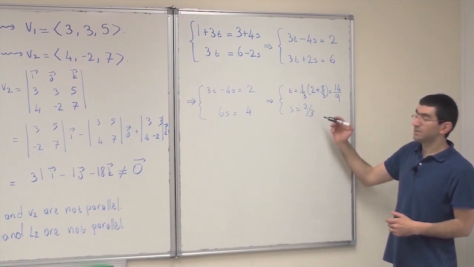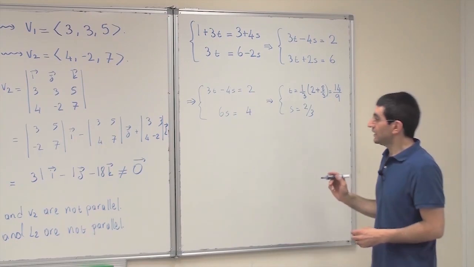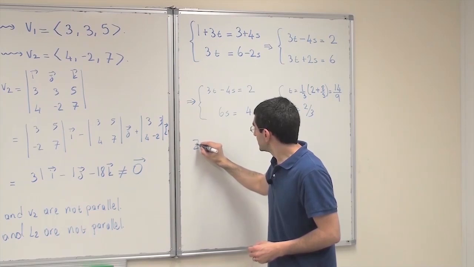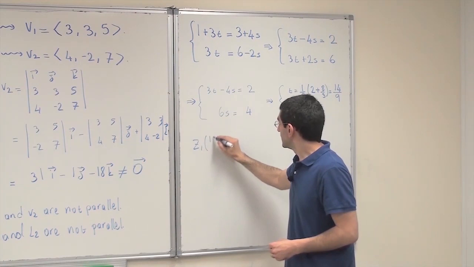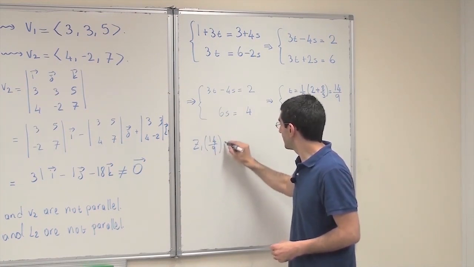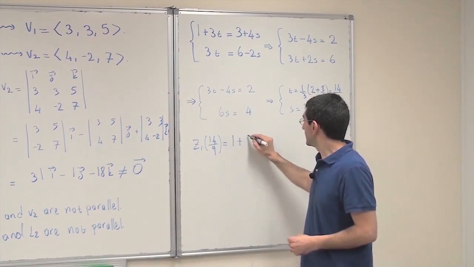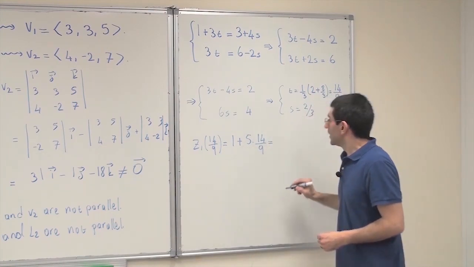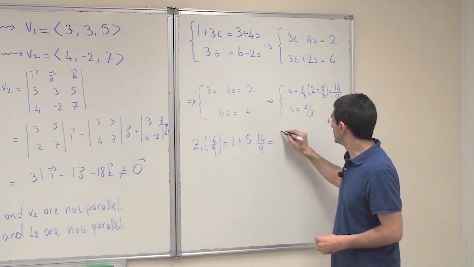Now, at these parameters, are the z components of the two lines equal as well? So I will say z1 at this t, so 14 over 9, is equal to 1 plus 5 times 14 over 9, which is, okay, this is 79 over 9.